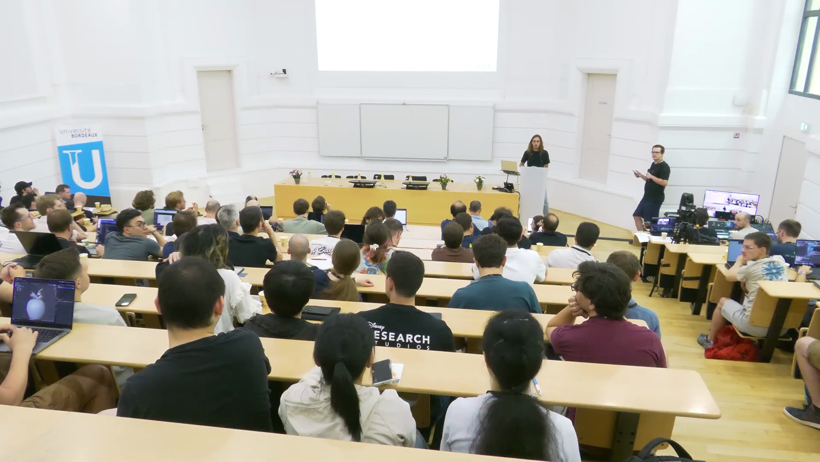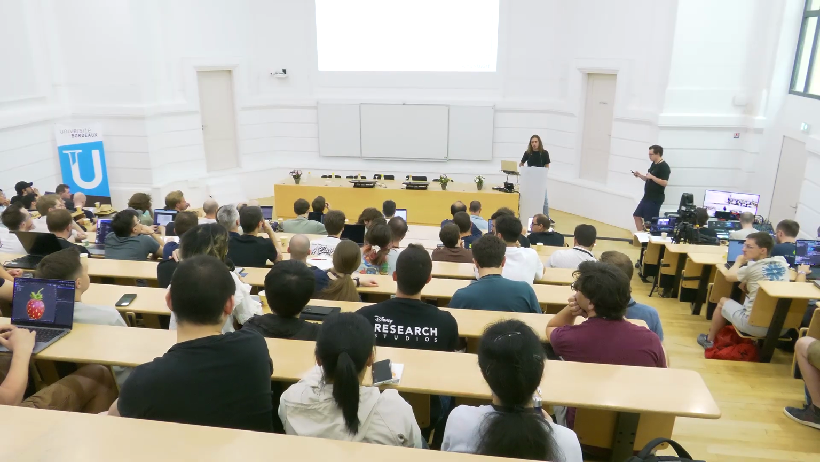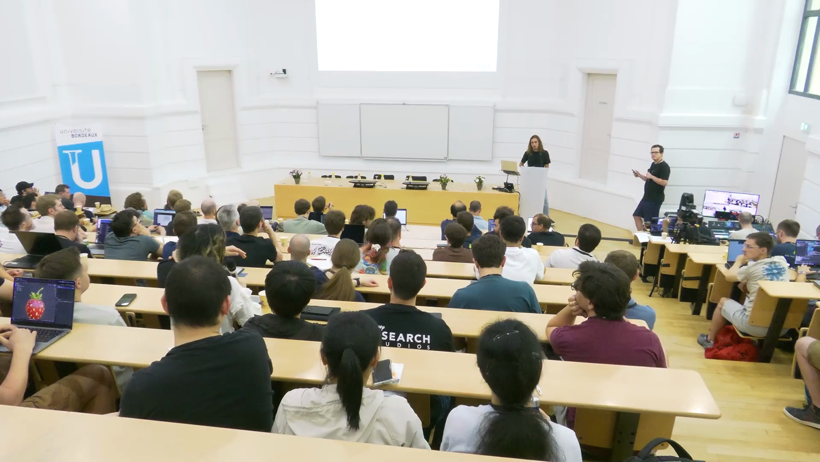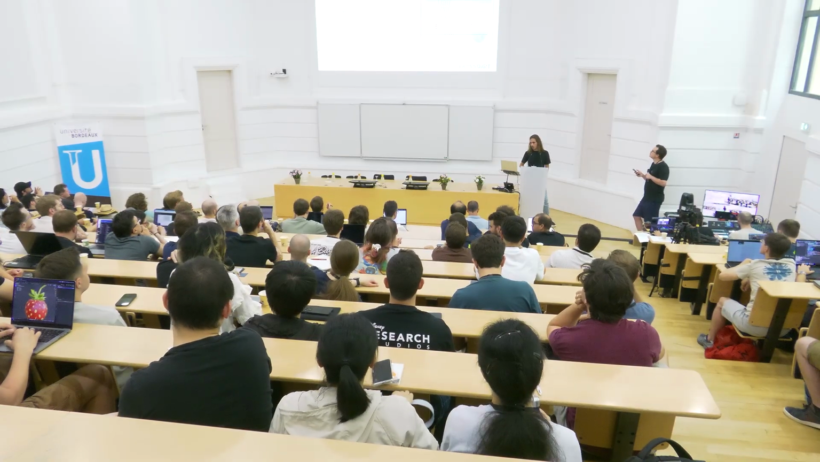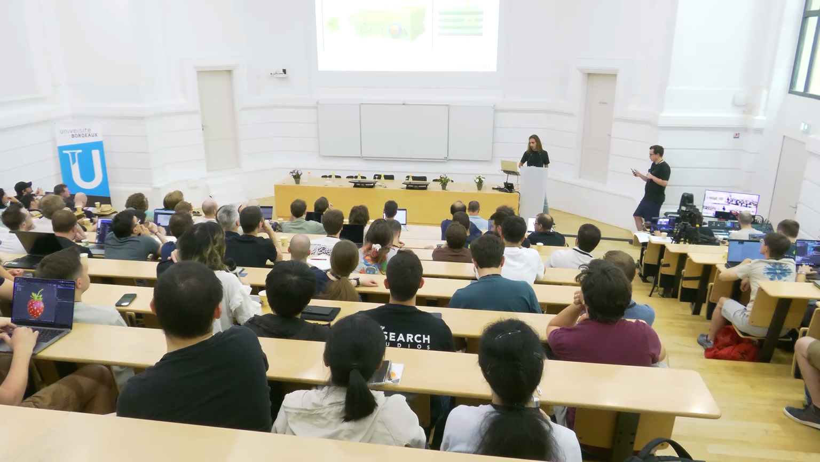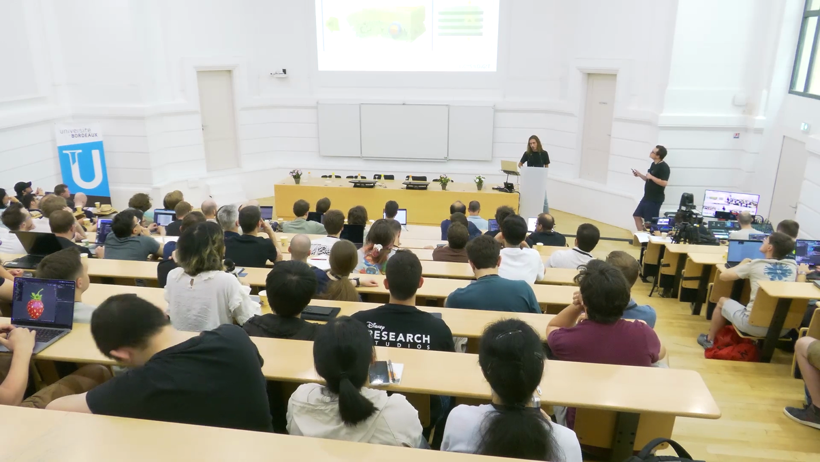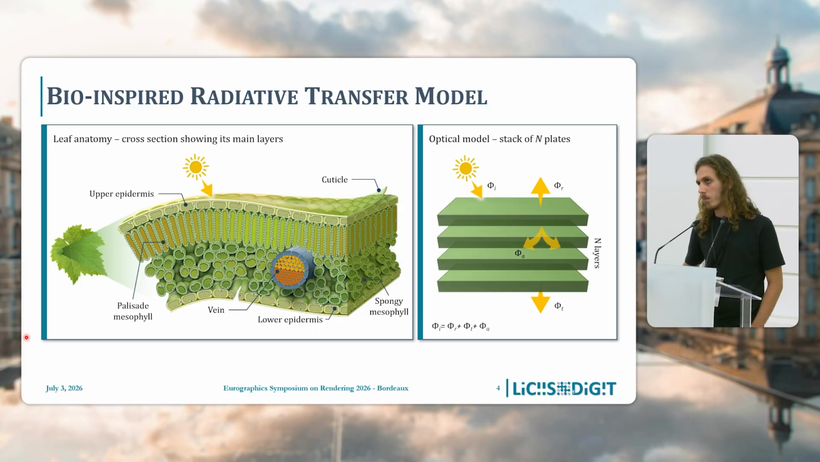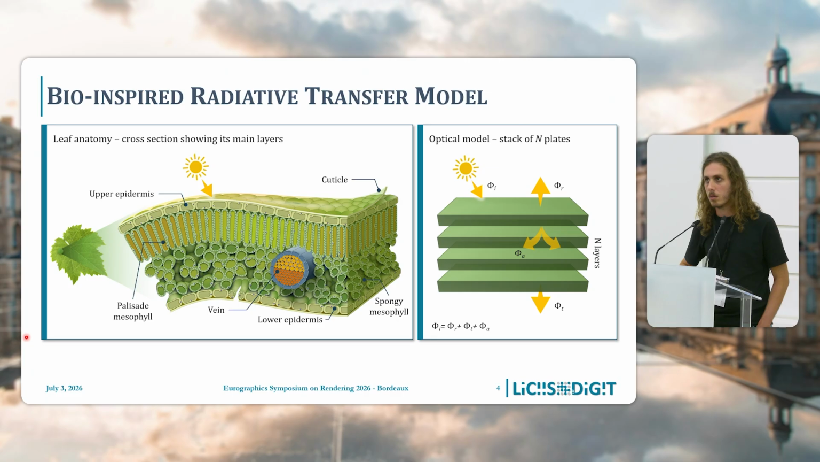I wonder if your specular layer is only at the top. Is there also specular at the bottom? The specular is for the epidermis, and there's an upper and lower epidermis. So are your specular layers both on top and at the bottom? The specular is just on the top. So if you look from the back of the leaf, you don't have the specular layer.